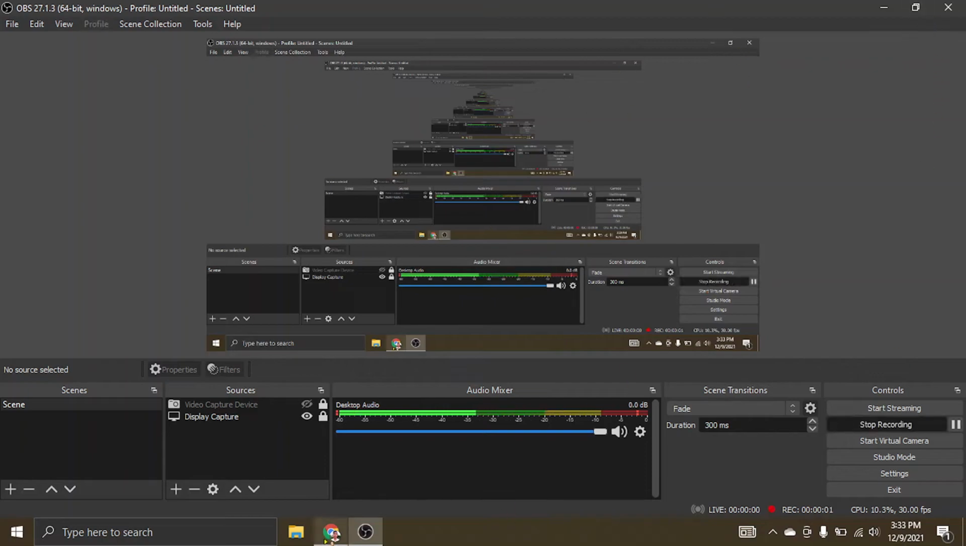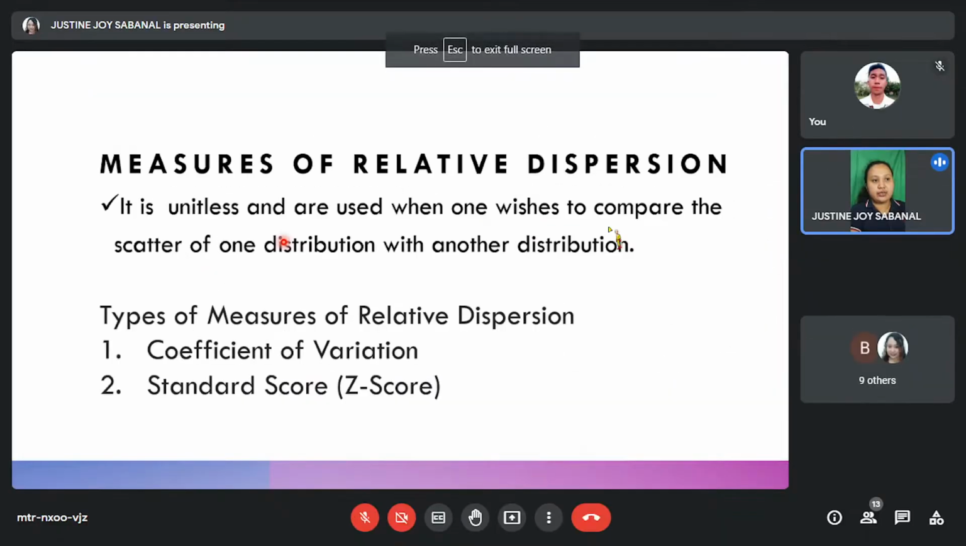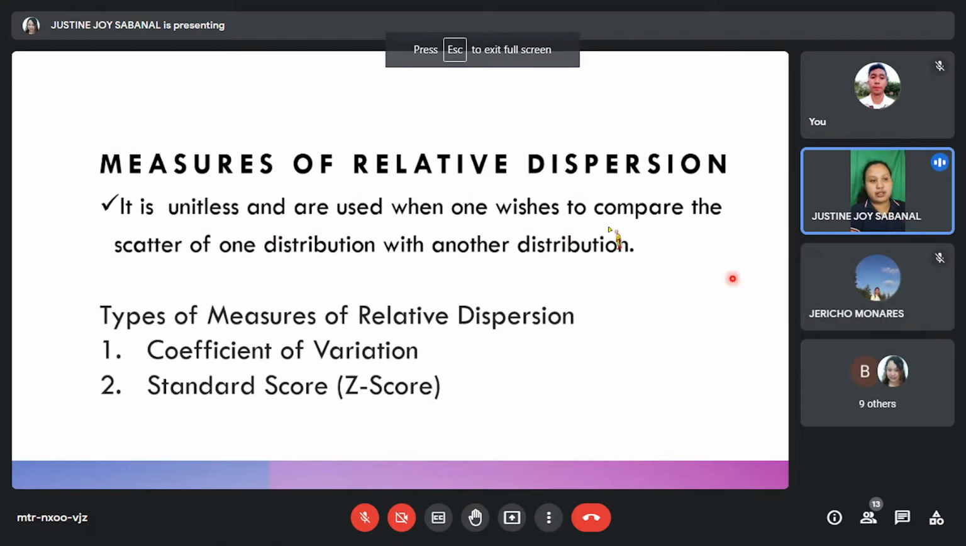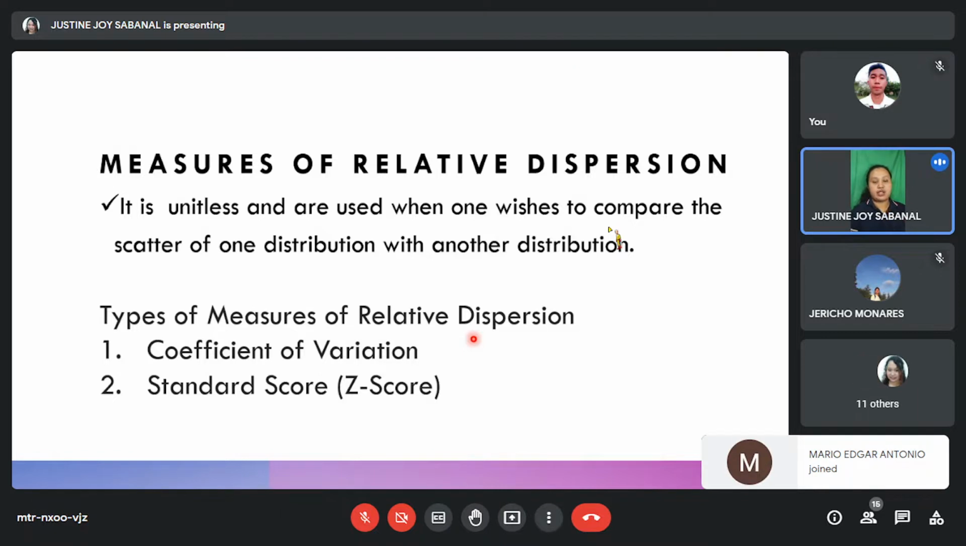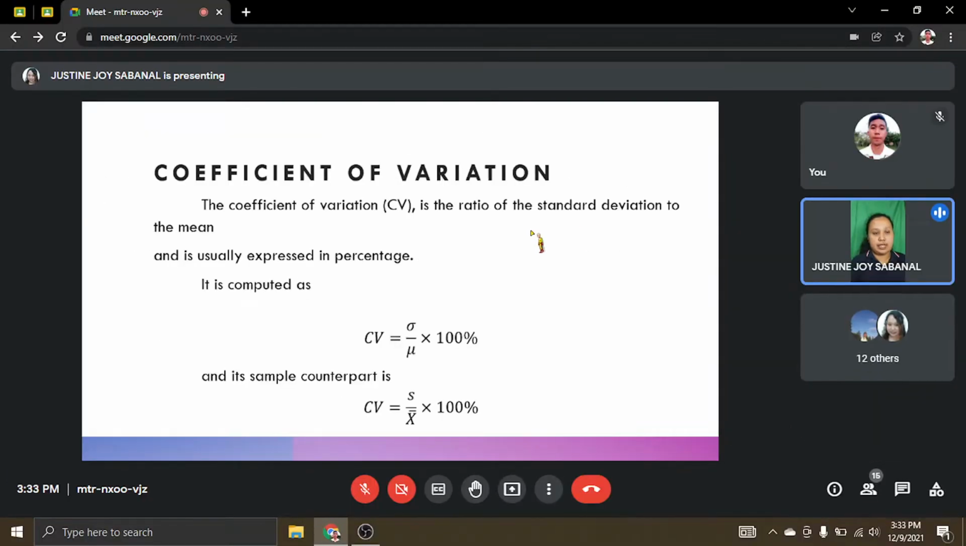less and are used when one wishes to compare the scatter of one distribution with another distribution. So we have two basic types of this: the coefficient of variation and the standard score or the z-score. So ang coefficient of variation po, we can compute this by getting the ratio of the standard deviation and the mean. And we have to express the value in terms of a percentage po.